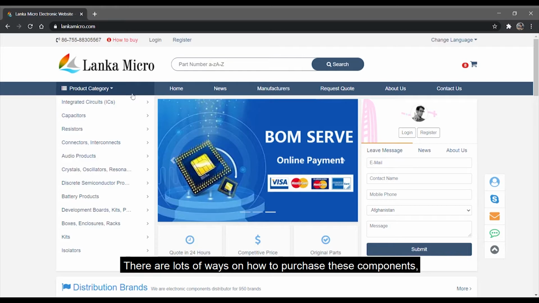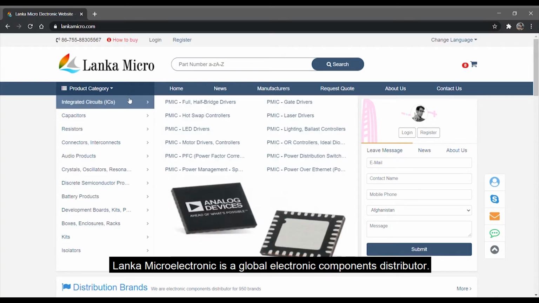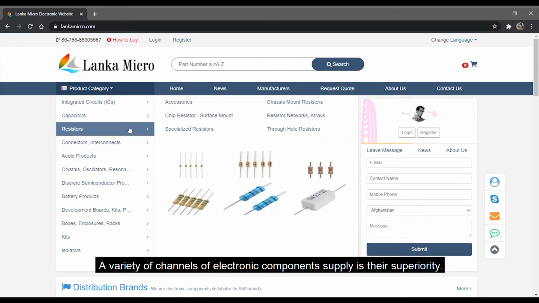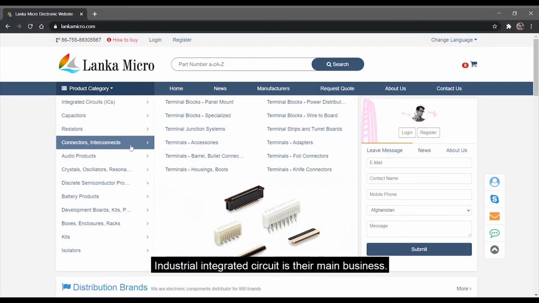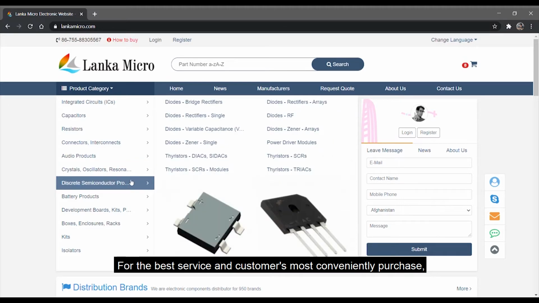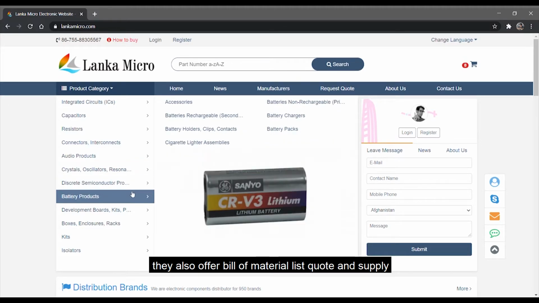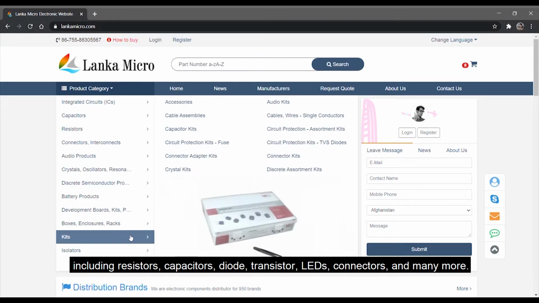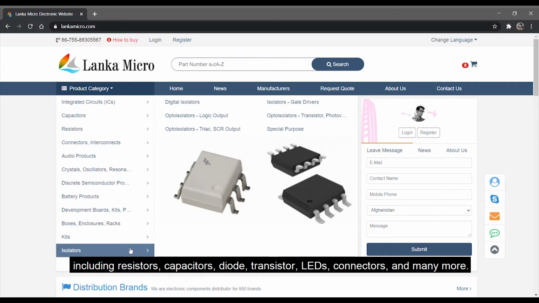There are lots of ways on how to purchase these components, either from physical stores or from online stores. Lanka Microelectronic is a global electronic components distributor. A variety of channels of electronic component supply is their superiority. Industrial integrated circuit is their main business. For the best service and most convenient purchase, they also offer bill of material list quote and supply, including resistors, capacitors, diodes, transistors, LEDs, connectors, and many more.